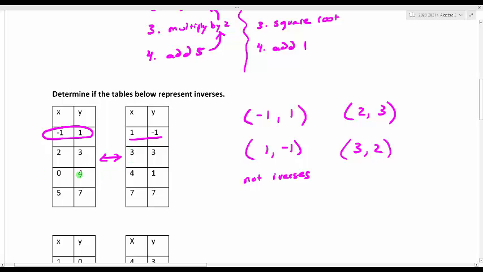All right, so for instance, if I did this one, 0, 4, if I inversed it, it should go to 4, 0, but when I look at this, 4 went to 1, not 0. So there's another issue right there. So these first two tables certainly do not demonstrate inverse functions because the inputs and the outputs did not switch places. Okay? So let's take a look at another table.